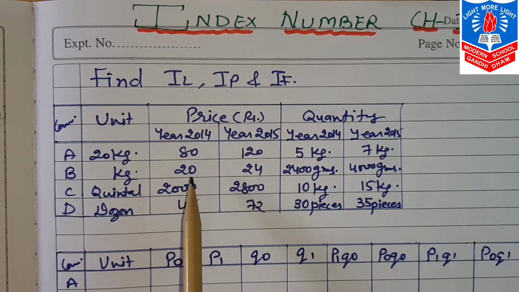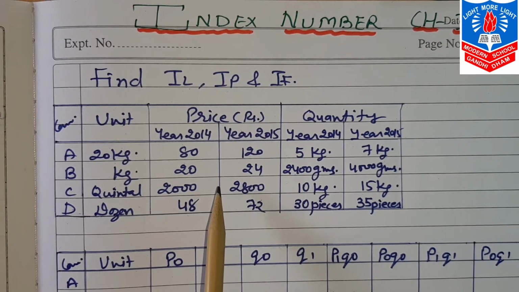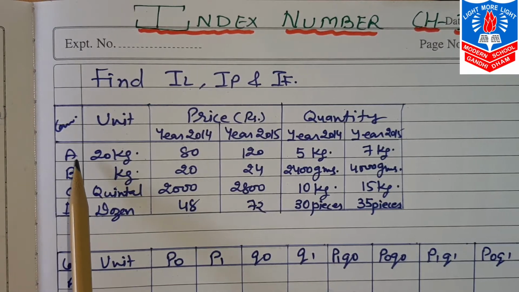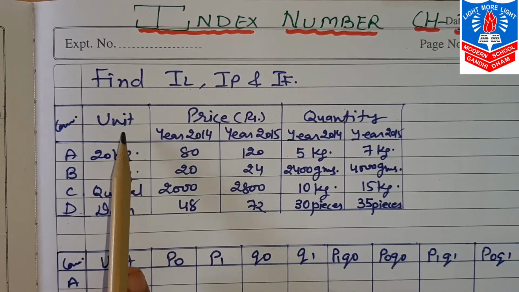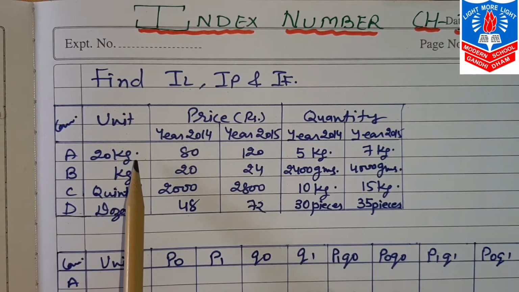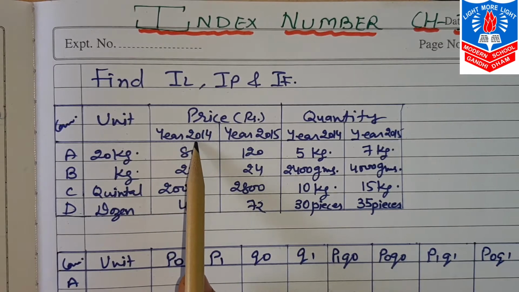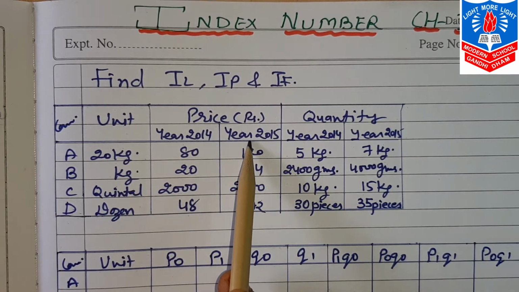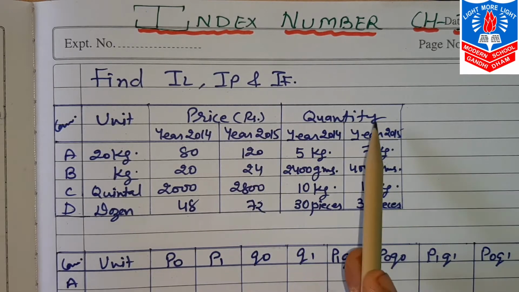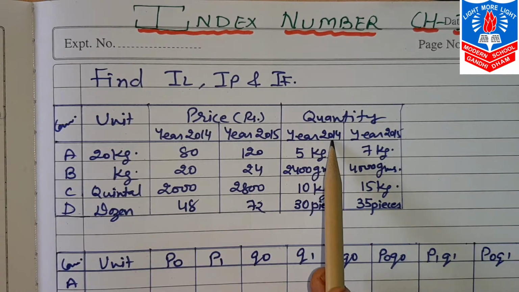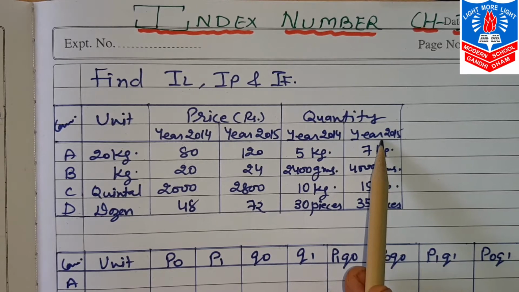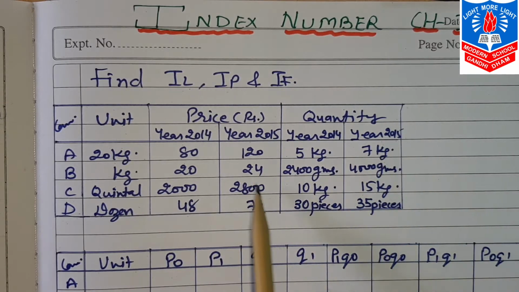Now from the board point of view, this type of sum is very important. Normally they ask it for 5 marks. Let us start. The question is given this way, where there are 4 commodities A, B, C, D, along with the unit of measurement. The price of the base year, that is 2014, and 2015, that is the current year, and in the same way the quantity of the base year 2014 and the current year 2015 are given.